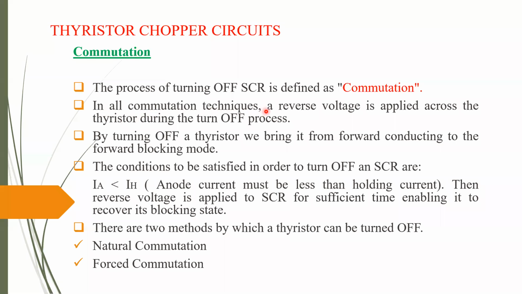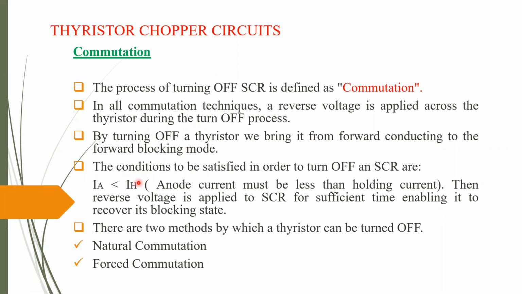In all commutation techniques, a reverse voltage is applied across the thyristor during the turn off process. By turning off a thyristor, we bring it from forward conducting to the forward blocking mode. What are the conditions to be satisfied to turn off an SCR? There are two main things.